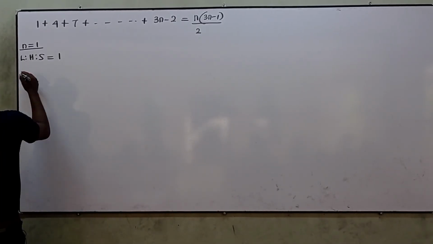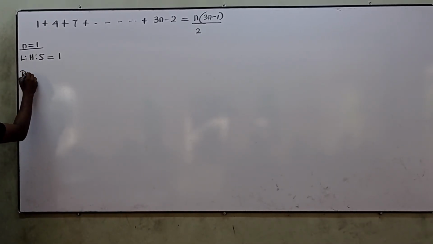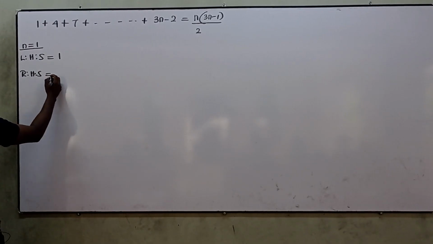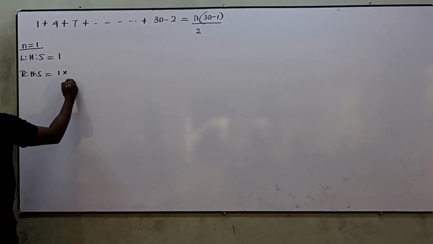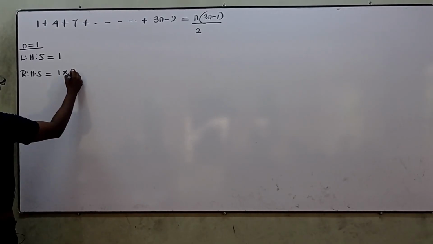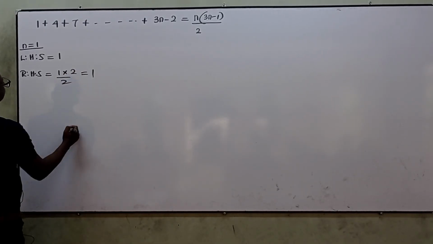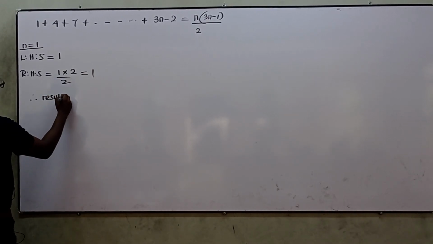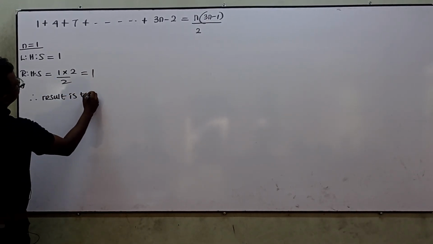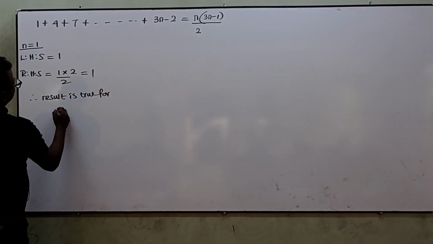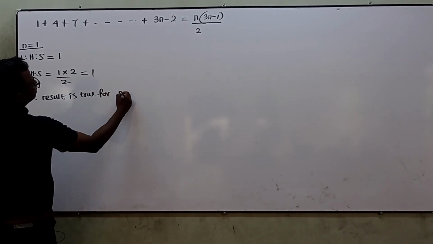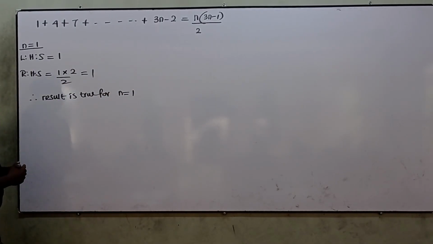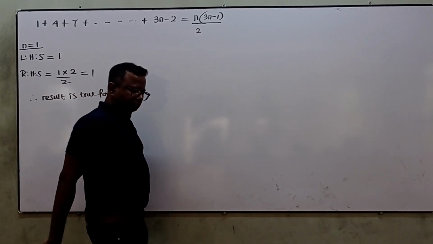Okay. What about the right hand side? Right hand side is 1 into 3 into 1 minus 1, all divided by 2. It is 1. Therefore, the result is true for n equals 1. So all I have to prove is this one starting point.